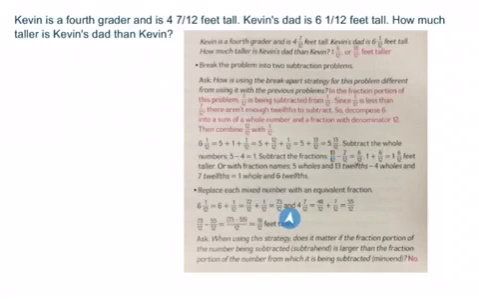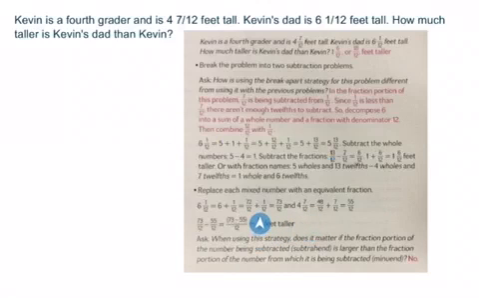And to convert my 4 and 7/12 feet tall, I'm going to do the same kind of concept. I'm breaking this 4 into 48/12 because 4 times 12 is 48. I'm going to add the 7/12 extra to it. 48 plus 7 is 55/12. Okay? So then I'm going to do 73/12, that's the height of Dad, minus 55/12, which is the height of Kevin. When I subtract those, it's 18/12 feet taller.